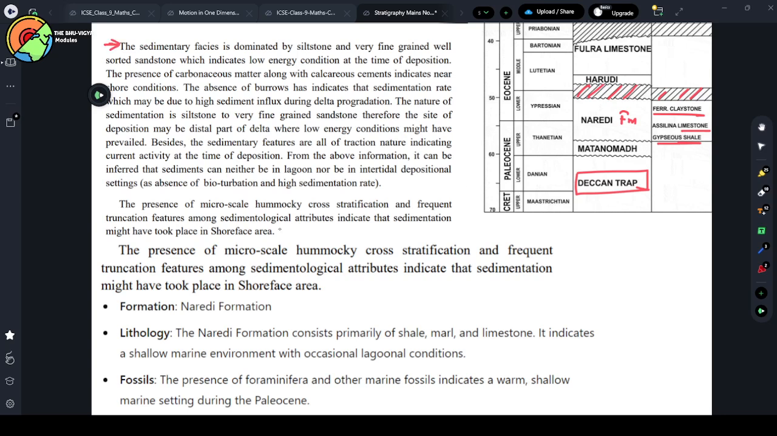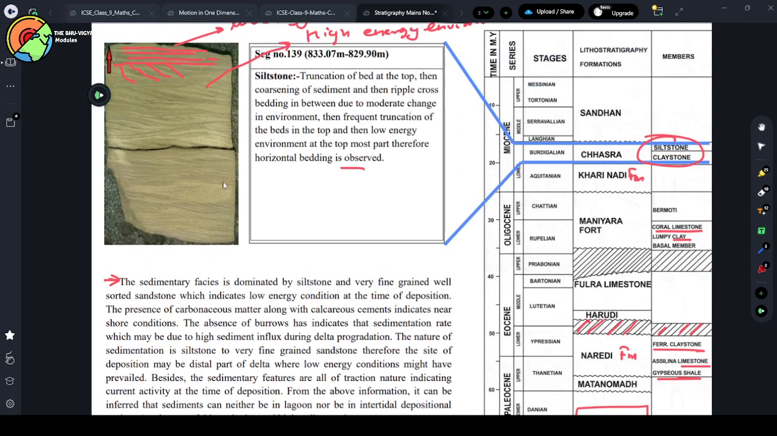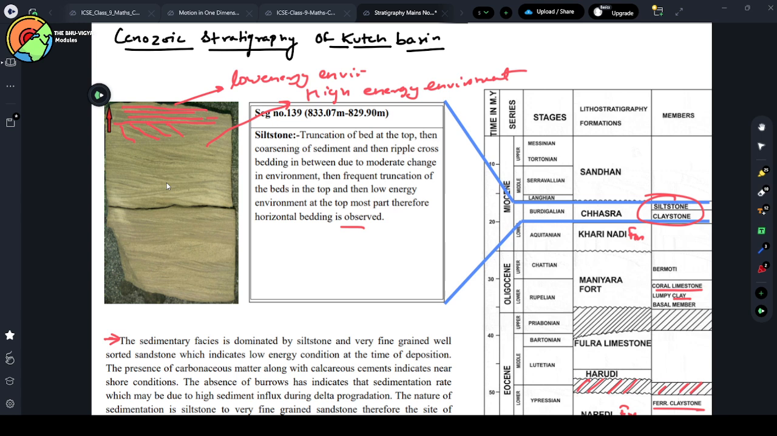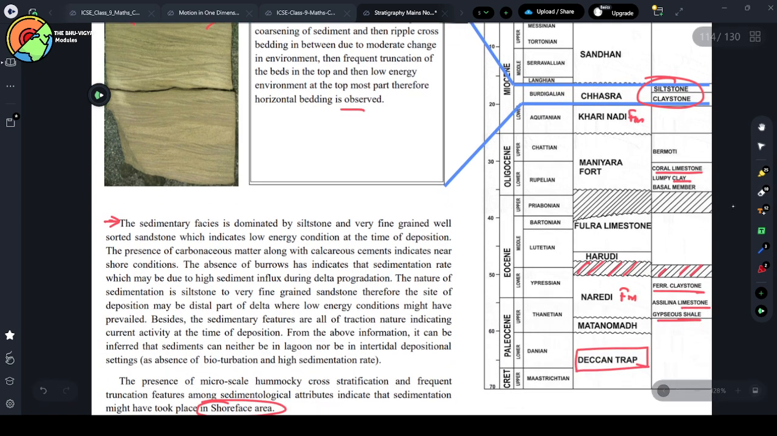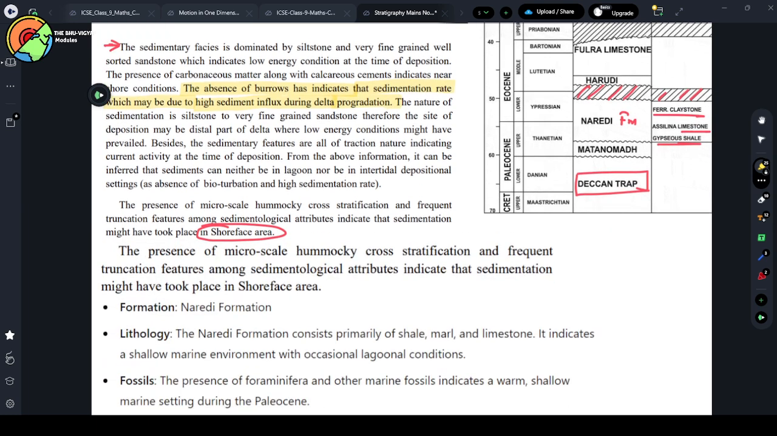Now the presence of microscale hummocky cross stratification and frequent truncation features, which we have seen in the diagram, indicate that sedimentation might have taken place in the shoreface area. You can see there is no bioturbation observed in this particular area, which results from frequent deposition. Because of the frequent deposition, there is an absence of burrows. The absence of burrows indicates the sedimentation rate may be high due to sediment influx during the delta progradation time.